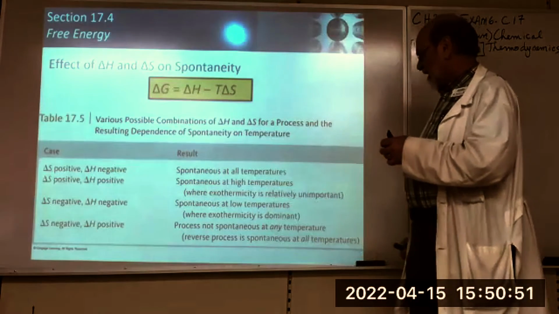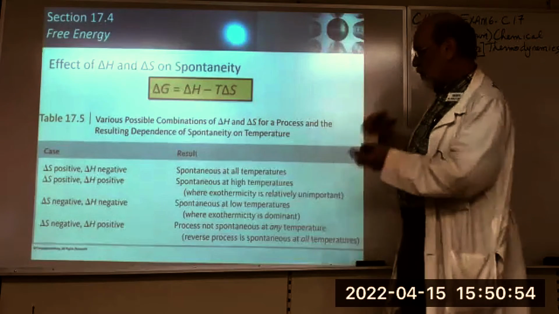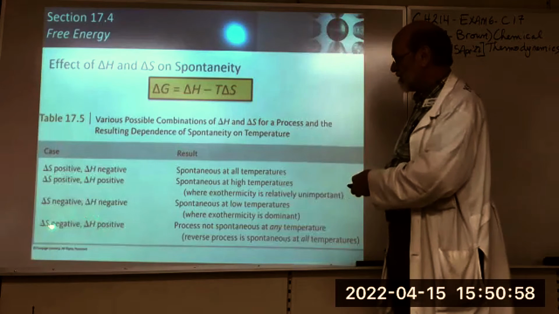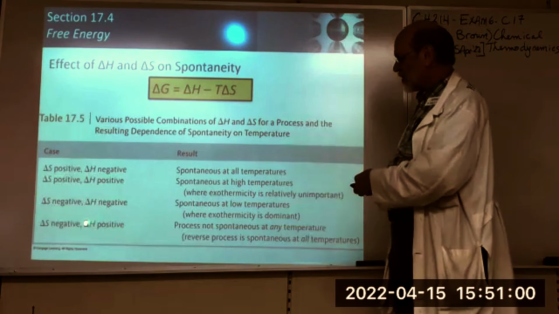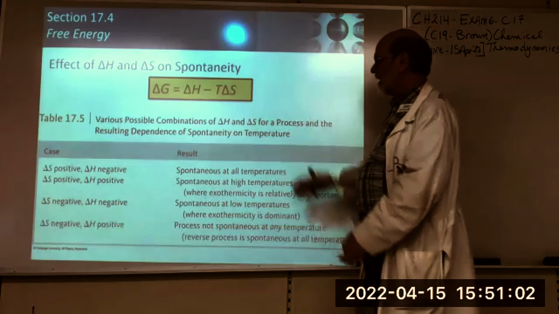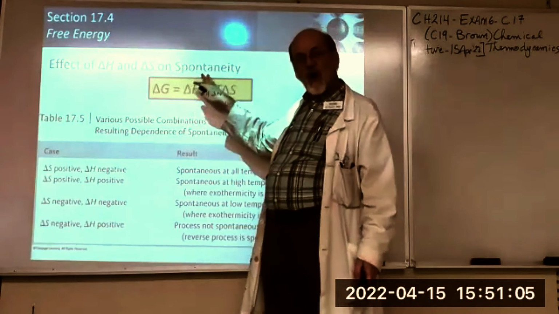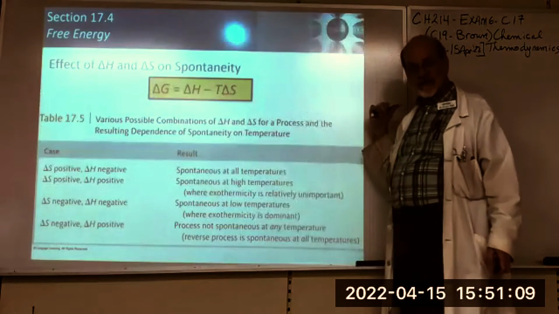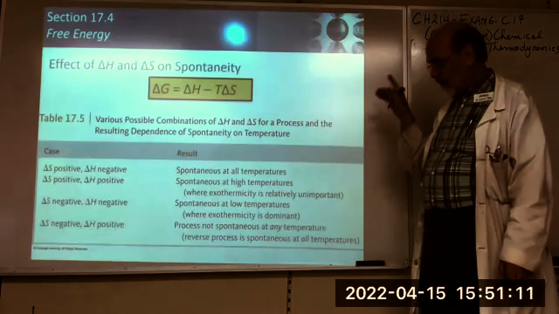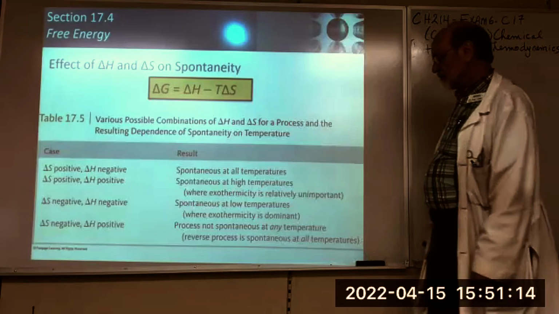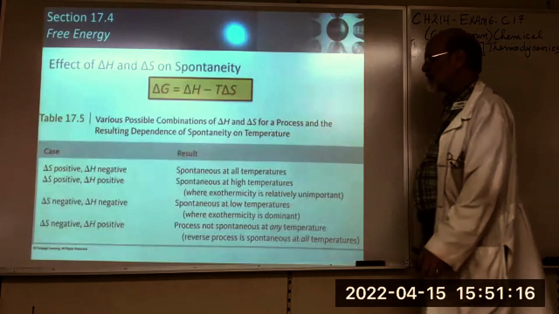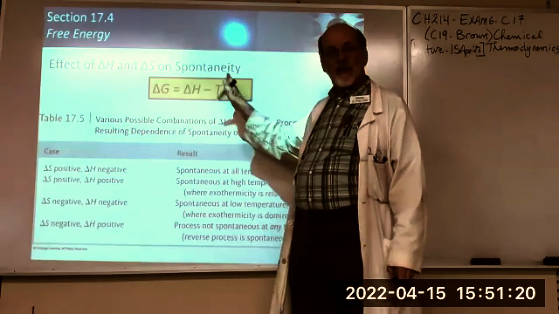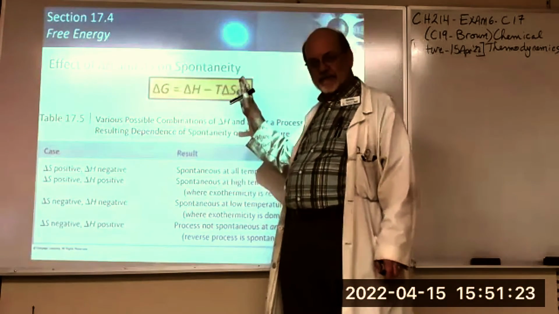If it's the other way around, if you have a negative delta S and a delta H that's positive, then this summation will always be positive, and that's not spontaneous in the forward direction. But in the reverse direction, it will be spontaneous. The other possibility is where both values are negative or both values are positive.